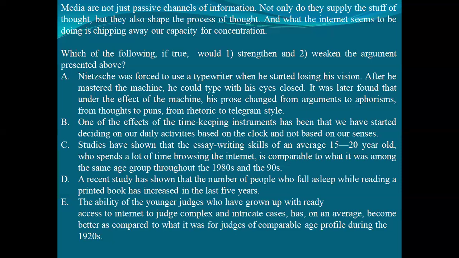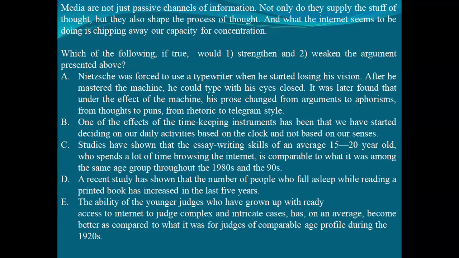So what we find in this option, which is very long, but the basic gist of it, is that when this man started going blind, he stopped writing with his hand and started using a typewriter. He started typing instead of writing, right? Major changes came about in his prose once he switched to the typewriter. His prose changed from arguments to aphorisms. Arguments are elaborate things, aphorisms are short, witty one-liners.